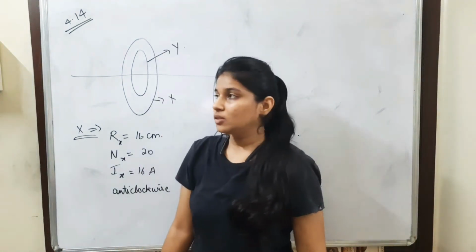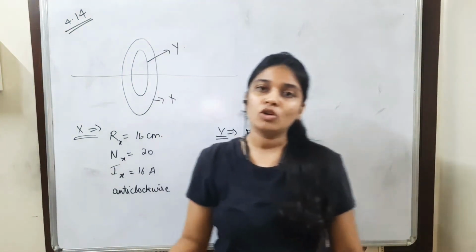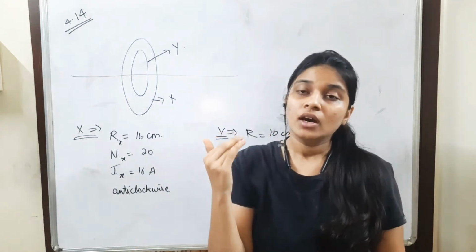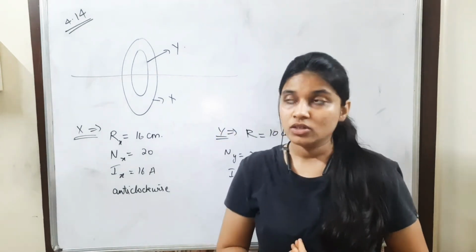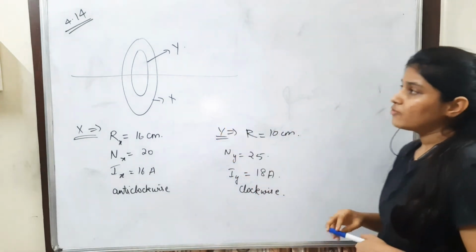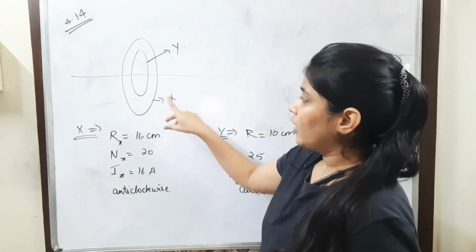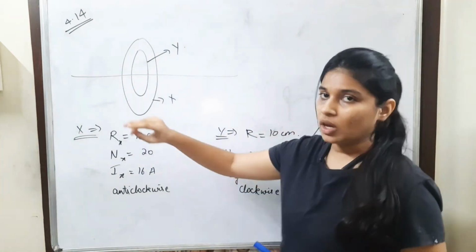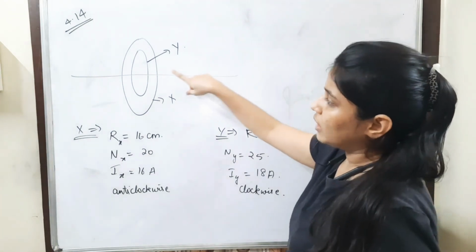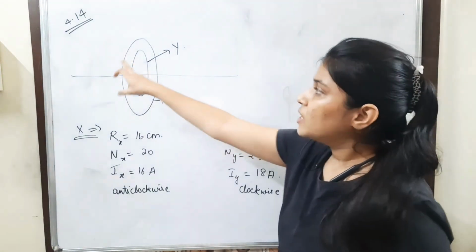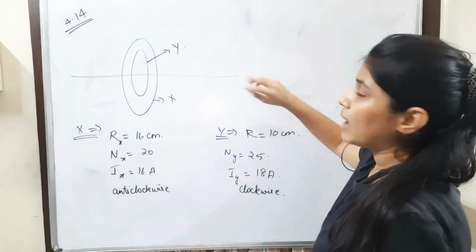Let's continue with moving charges and magnetism, also called the magnetic effect of electric current. In question number 4.14, they have given two coils. The first coil is X and the second coil is Y. Both have the same axis.